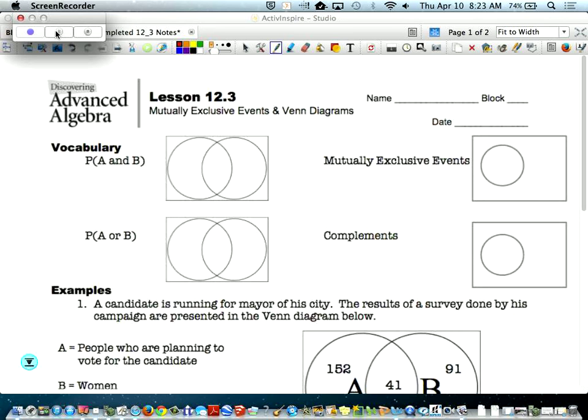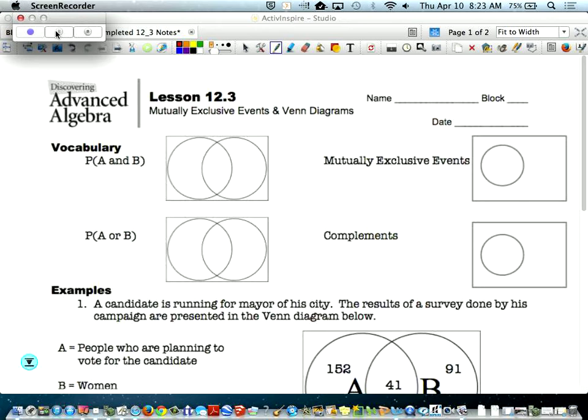So 12.3, the big idea is Venn diagrams. These Venn diagrams, the circles, are kind of a picture which at times will help you decipher something that's going on with probability. Mutually exclusive events.